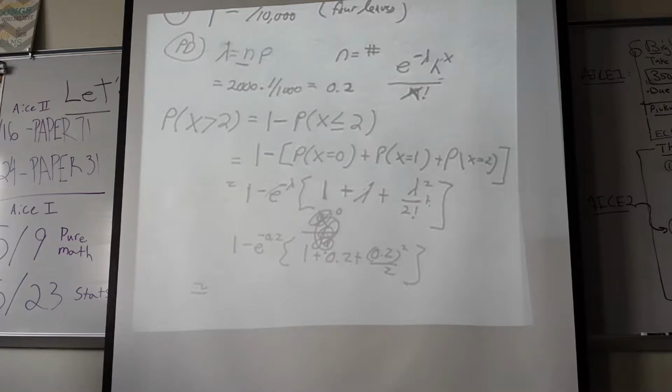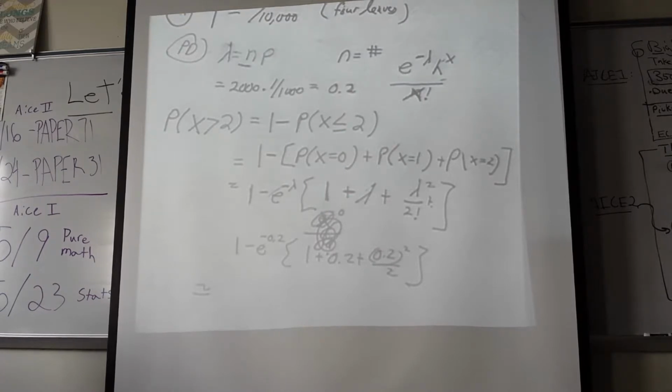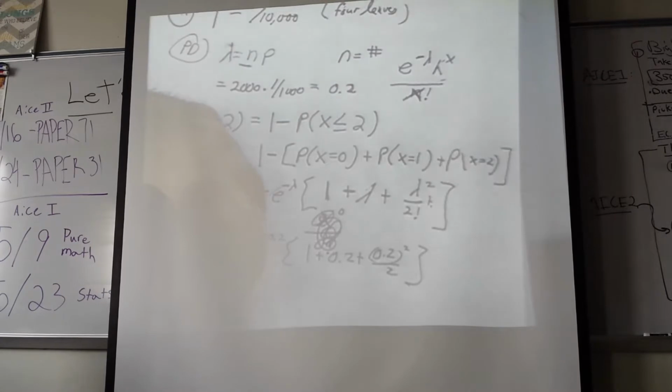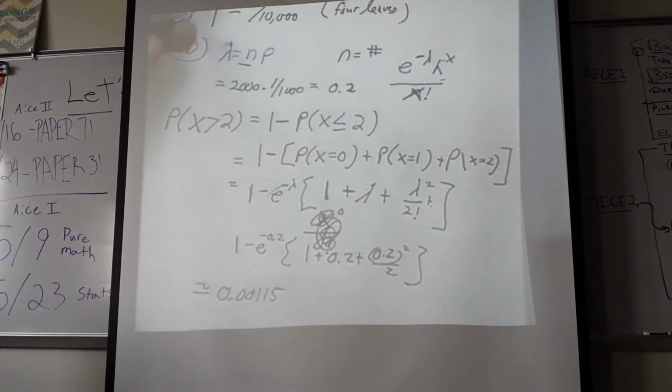See if you can give me this guy right here, e to the negative. Is this a little easier way to do it? Instead of doing all the work, I think last time I showed you, factor out the e to the negative lambda, because it always shares. 0.001115, yes, exactly.